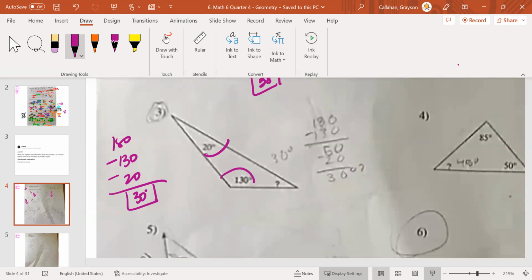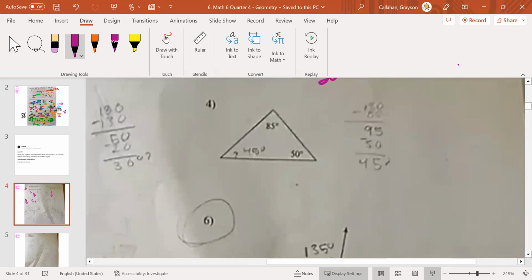Yeah, you take 180 and you subtract those two angles, which will then give you the third angle, which is the question mark. Do you see that? Because those three angles added together equal 180. They give you two angles, you subtract the two angles from 180. Number 4, what are the two angles they give you? Look. Good. Subtract 85, subtract 50.